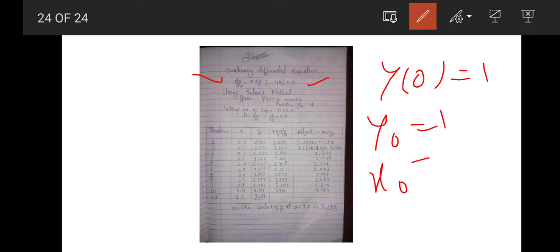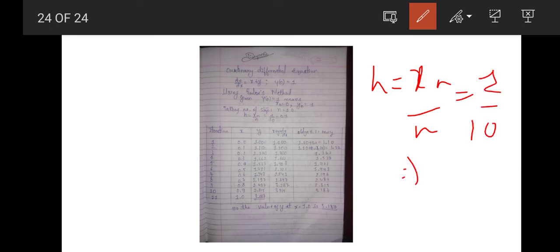Now we have a question for Euler's method. Suppose you are given a differential function, that is dy by dx equals x plus y, and you are given boundary conditions y of 0 equals 1. So y of 0 equals 1 means that y0 is equal to 1 and x0 is equal to 0. This is our x0. Then we calculate h from the total number of steps, h equals xn by n, that is 1 by 10, equals 0.1. So our h will be 0.1.